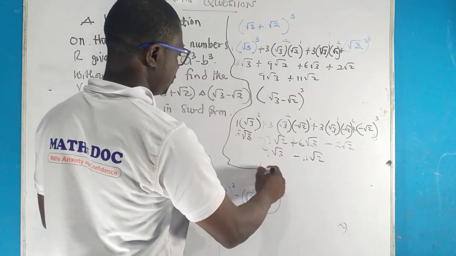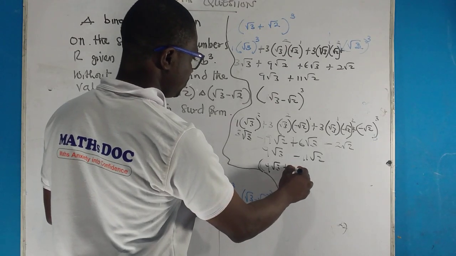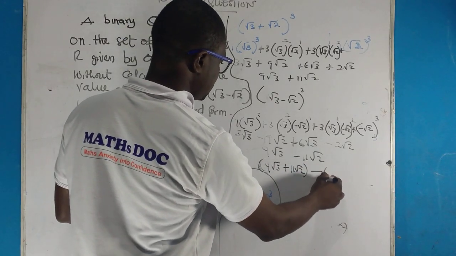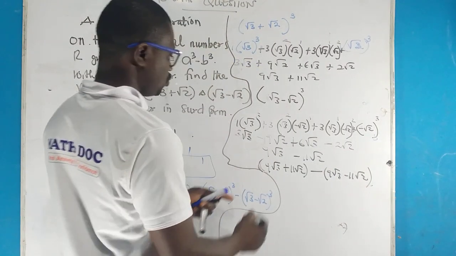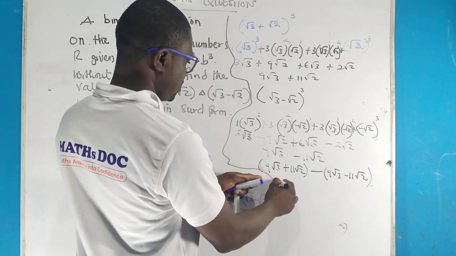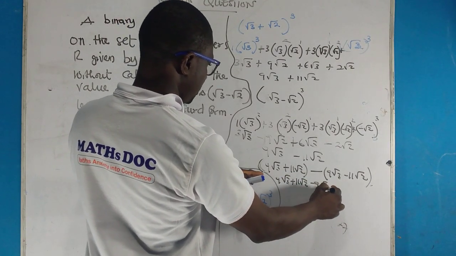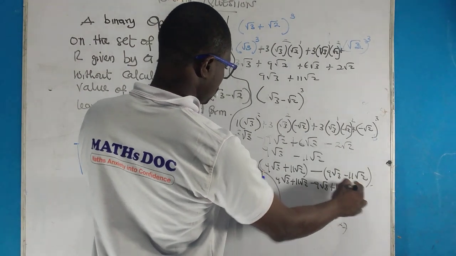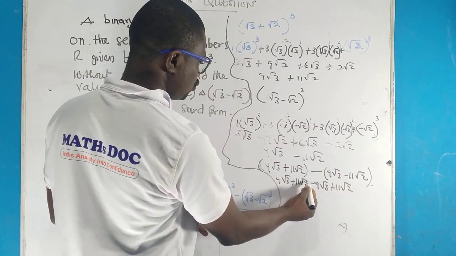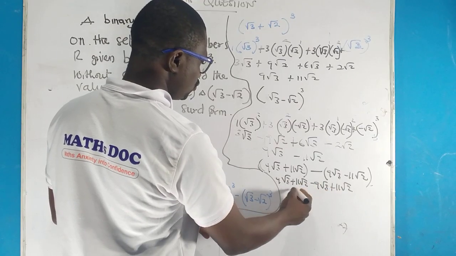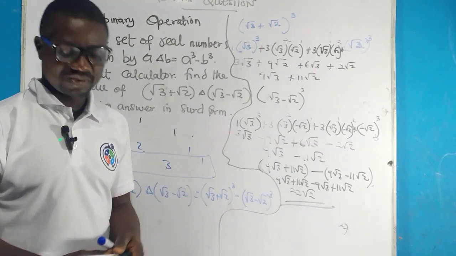So we have 9 root 3 for the first one plus 11 root 2, minus 9 root 3 minus 11 root 2. So let's expand: 9 root 3 plus 11 root 2 minus 9 root 3 plus 11 root 2. Simplifying, 9 root 3 and minus 9 root 3 cancel. Then 11 root 2 plus 11 root 2 gives you 22 root 2, and that is your answer.